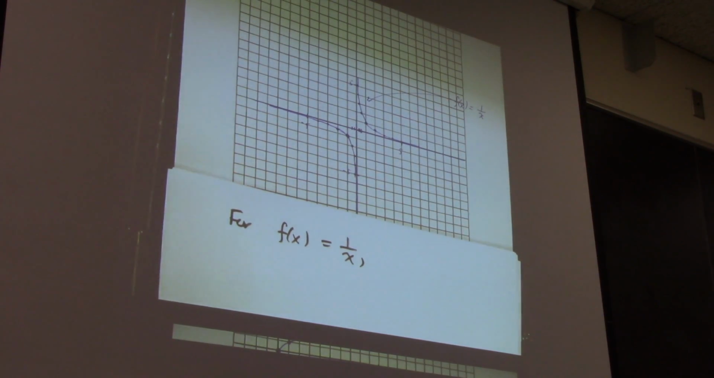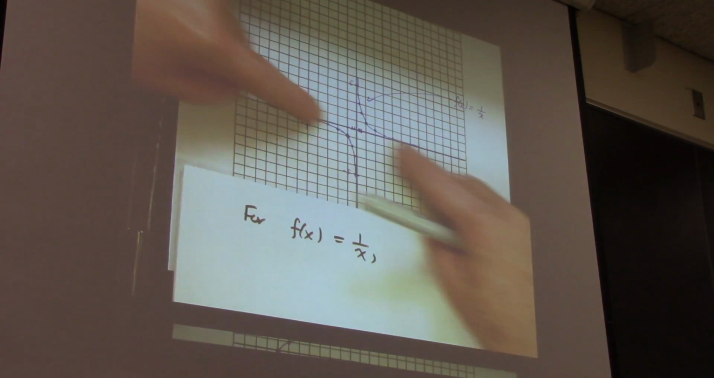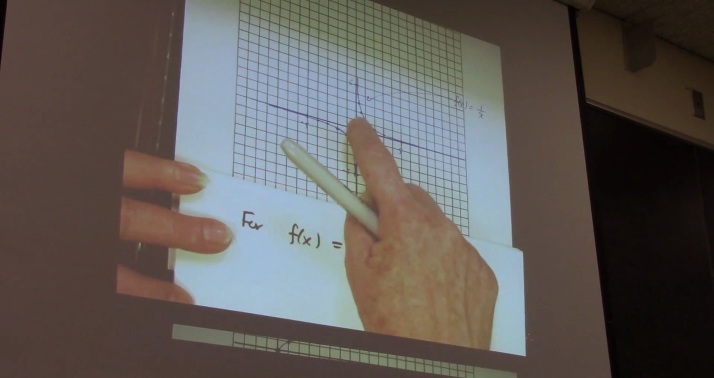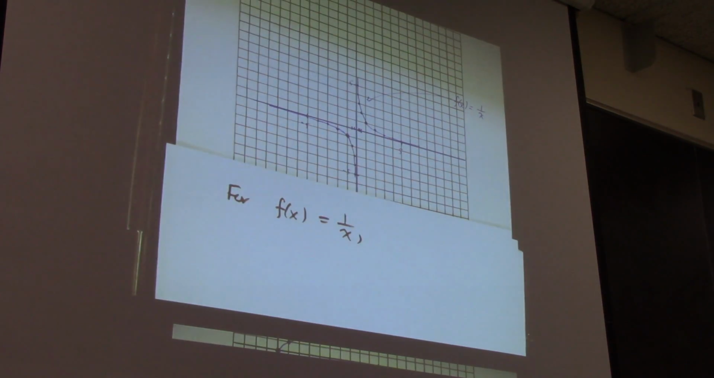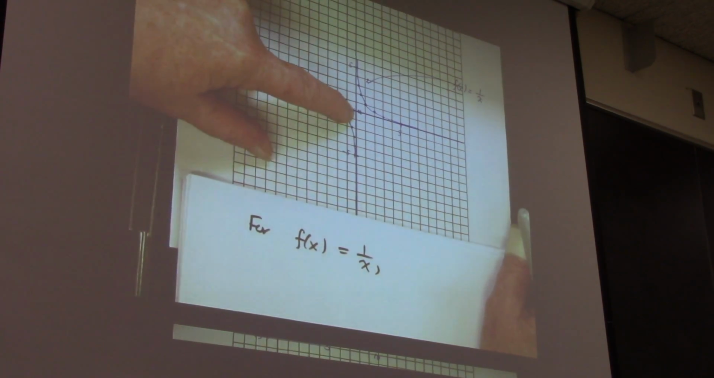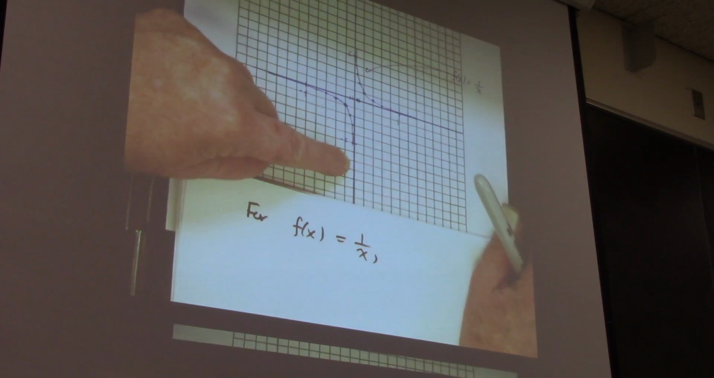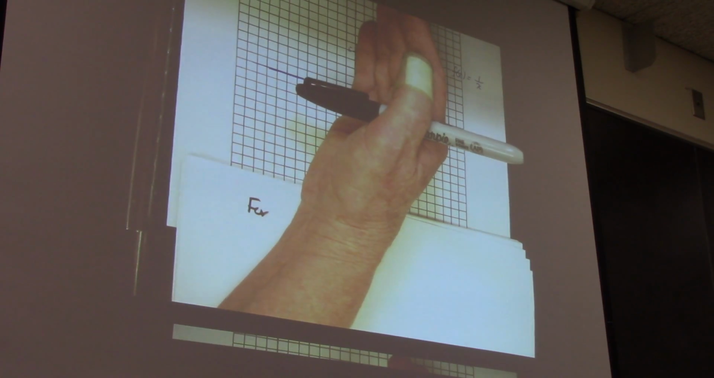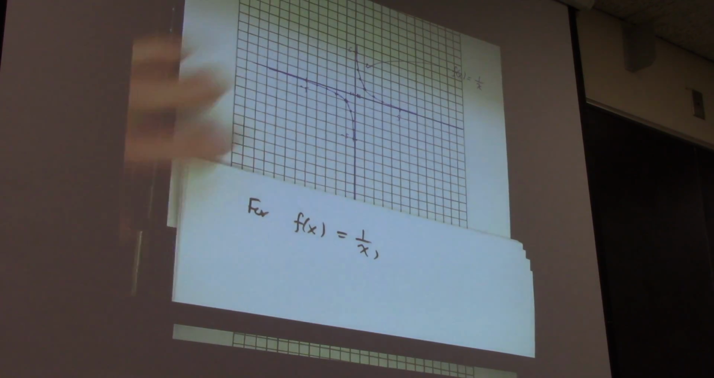It means something very precise, but roughly, for the y-axis being an asymptote, the closer x gets to 0, the larger the y values get, which means that the graph gets closer and closer to the y-axis. And same thing on the other side. The closer x gets to 0, the closer the graph gets to the y-axis. So the y-axis is a vertical asymptote for the graph.